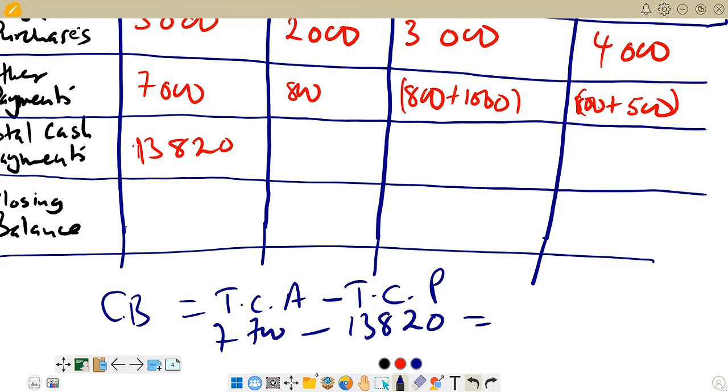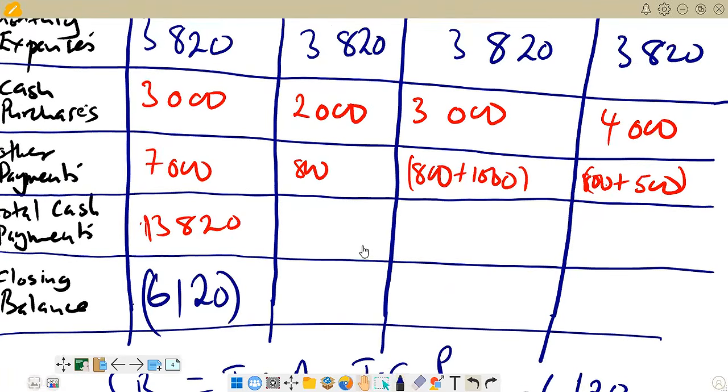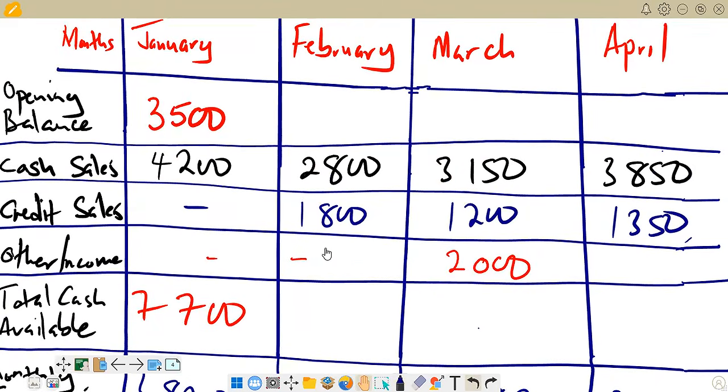If you do that, you are going to get a negative figure, negative 6,120. So here we put it in brackets, a negative balance of 6,120. This is the closing balance in January, so it's going to be the opening balance in February. We go up there and put it as an opening balance, 6,120, in brackets.